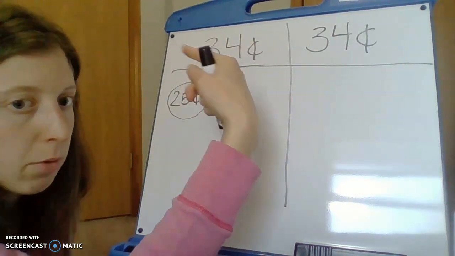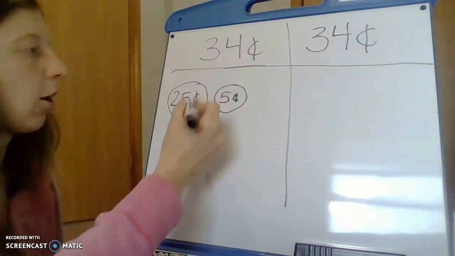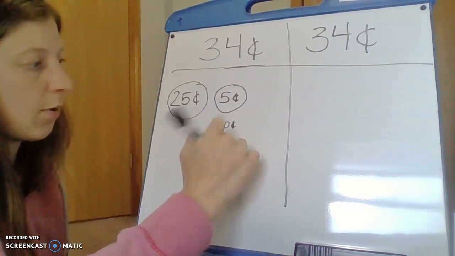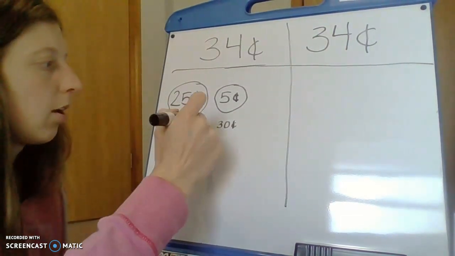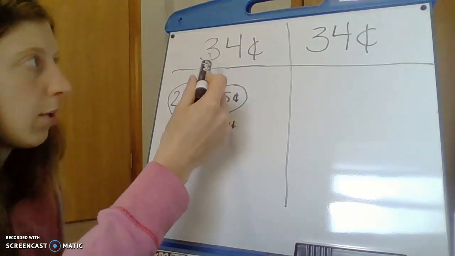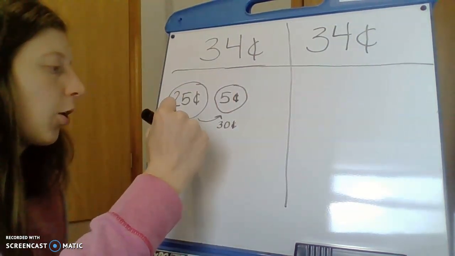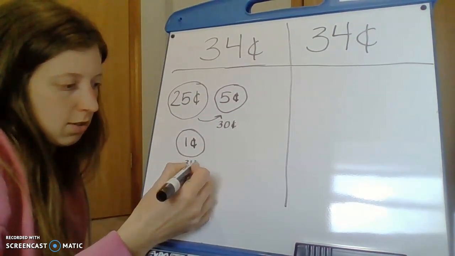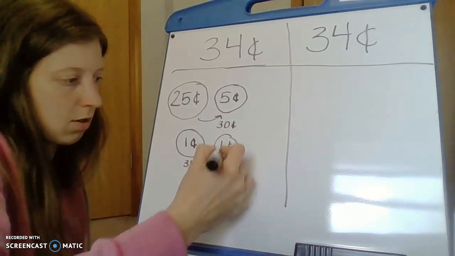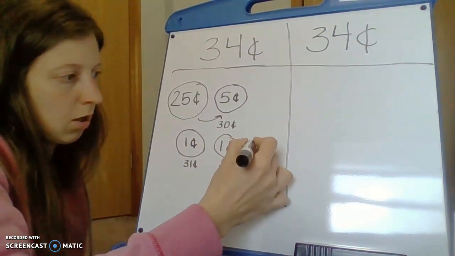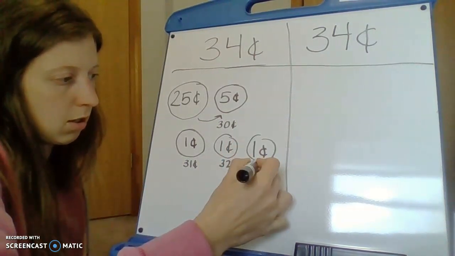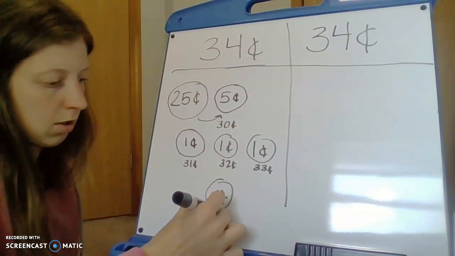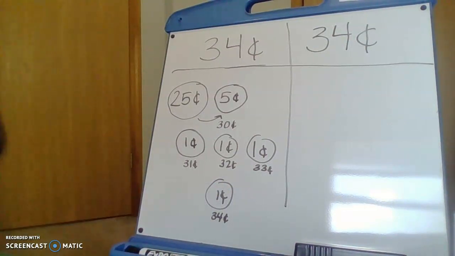Do you see how I'm talking in my brain and I'm adding to help me? And always, if you have to, you can always do like 25 plus 5. So this is 30 cents. If you have to keep track of it that way, just write it underneath. You could do that. And then 30, you want to get to 34, so you're going to have to add your pennies next. 30, 31. If you need to do this, 32, 33, and I ran out of room, 34. So that's one way to do it.